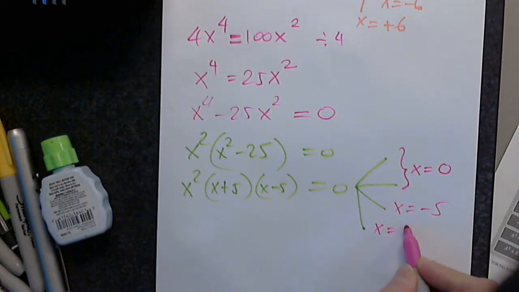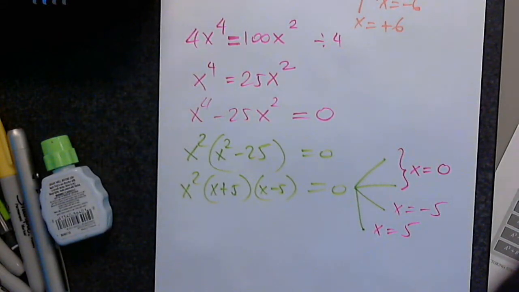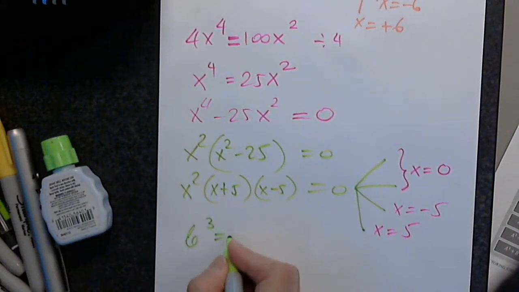Positive 5, -5. Very good. So how do you know you need two answers? Oh, because it's the S word, yes. Right? Okay. B cubed equals -1.